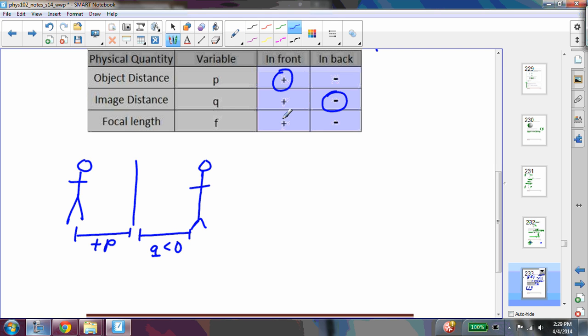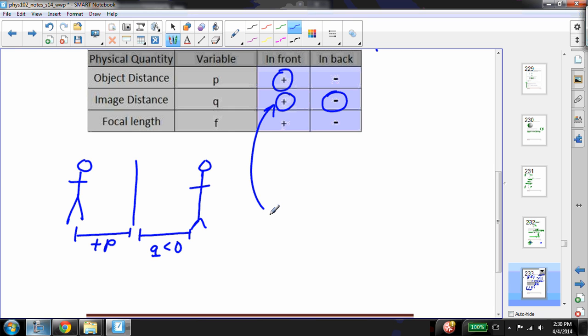Now, a couple of things that are different. Oh, and then also the focal length. No, we'll come back to that actually. Now, if the image is in front of the mirror, then it has a positive image distance. Remember, a positive q means that it's a real image. And a real image is defined because it has to be able to be projected onto a screen. Right? So in order to be projected onto a screen, it has to be in front of the mirror.